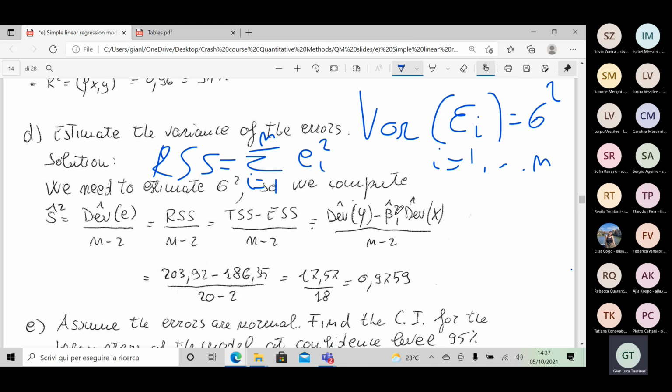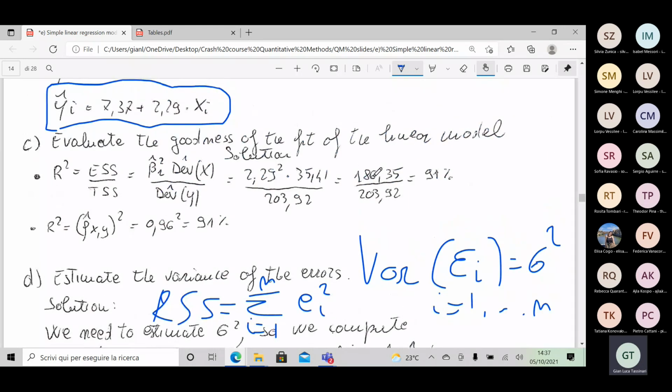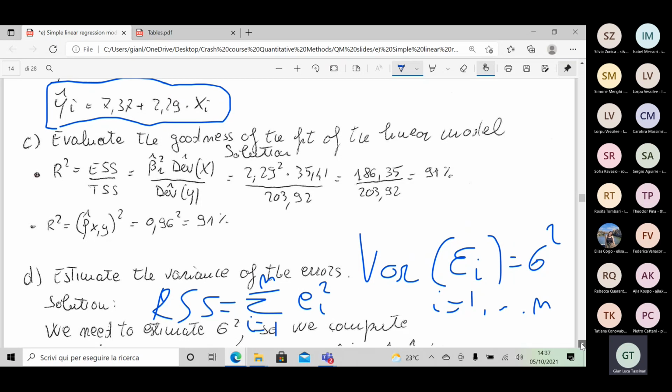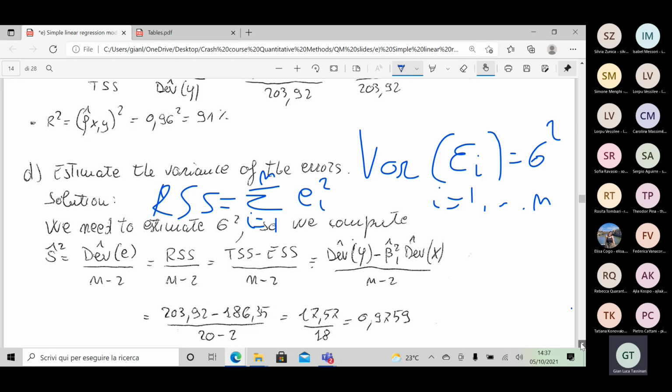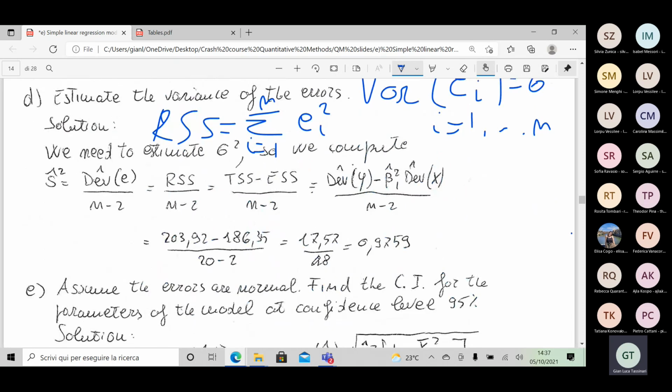Remember, it's beta 1 hat square times the deviance of x. This has been computed here in this numerator. This is the ESS, and TSS, we have both. So RSS, the residual sum of squares, is TSS, this one, minus ESS, this one. So it is 203.92 minus this numerator, which is this one. So substitute the data. The number of observations is 20, minus 2 is 18. Do the computation.